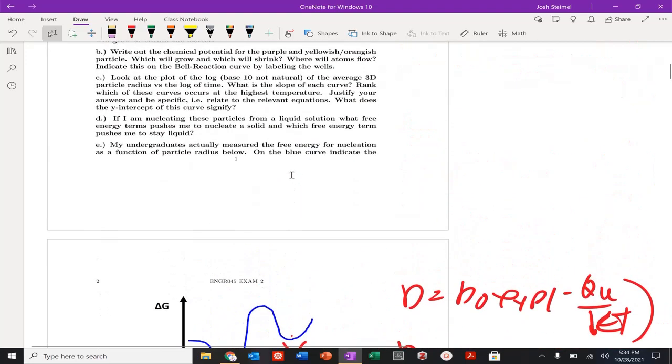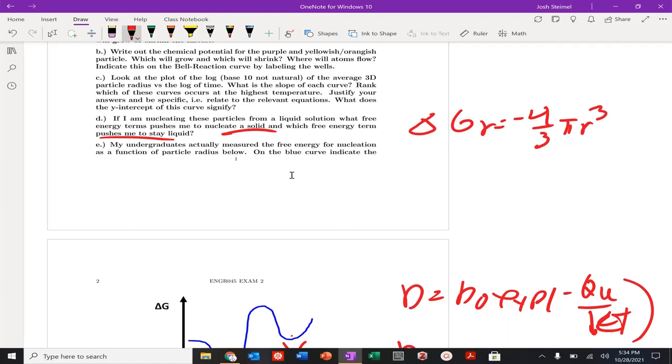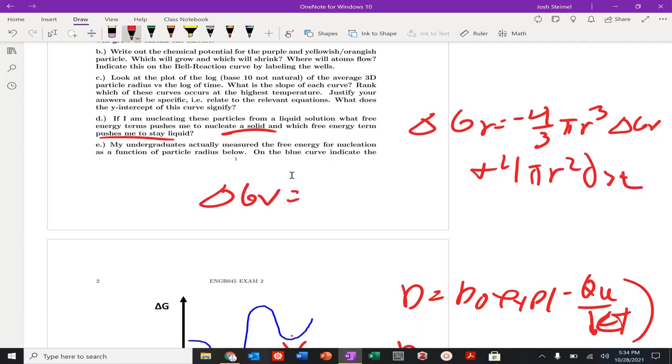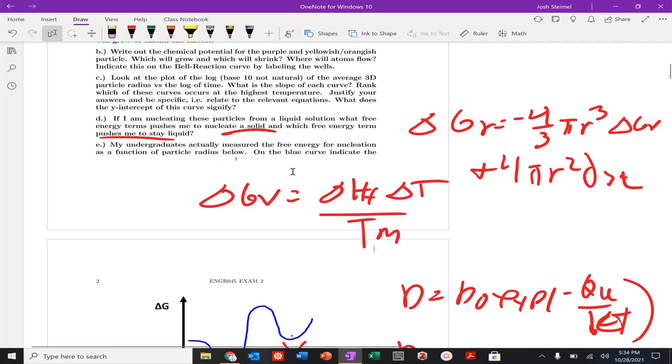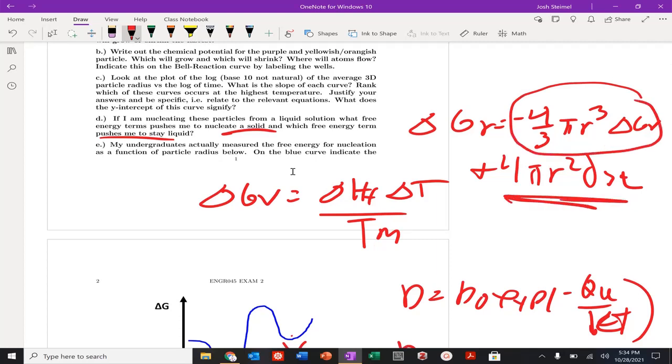If I'm nucleating these particles from a liquid solution, what free energy term pushes me to nucleate a solid? Which free energy term pushes me to stay in liquid? When I'm nucleating a particle, delta G of r equals minus 4/3 pi r cubed delta G V plus 4 pi r squared gamma SL, where delta G V is equal to delta H f delta T over T m. The term that pushes us to form a solid is always our volumetric term. Creating surface area makes me want to stay a liquid. I don't want to nucleate particles. That's the only thing holding me back.